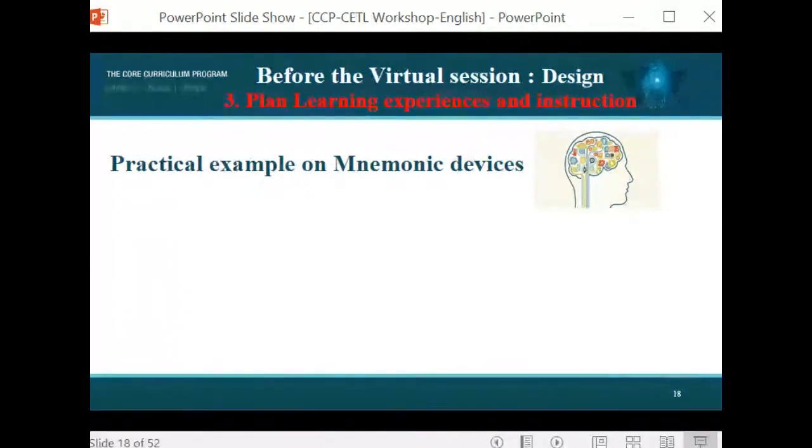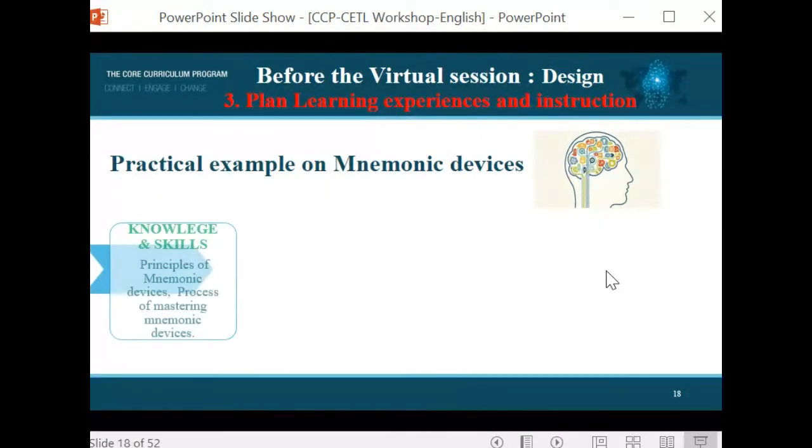So, as I did before, I applied, of course, the third step to the same example of mnemonic devices in the design of my virtual session. So for knowledge and skills, I plan to include, for example, explanation of mnemonic devices, principles, as well as the process of mastering these memory techniques.